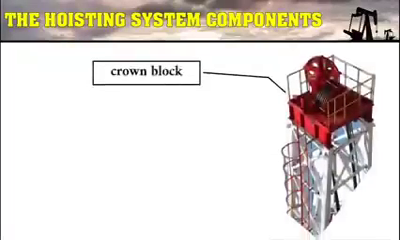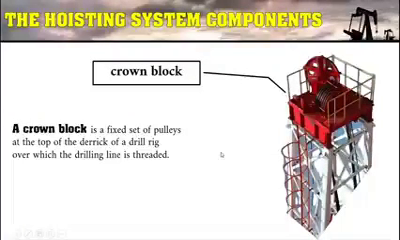Another part of the hoisting system is the crown block. A crown block is a fixed set of pulleys at the top of the derrick of a drill rig over which the drilling line is threaded. The pulleys are assisted by the traveling blocks that together are capable of hoisting heavy loads.